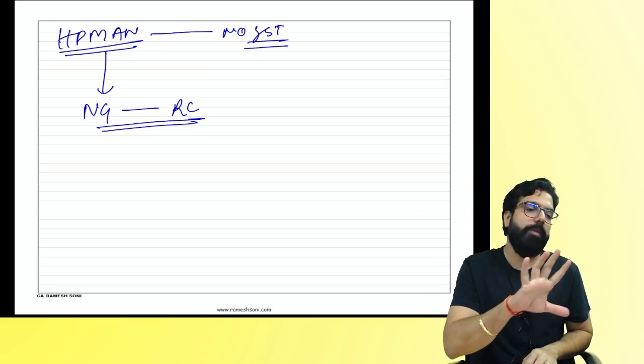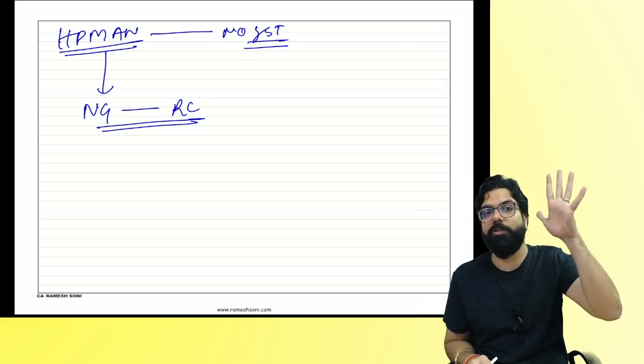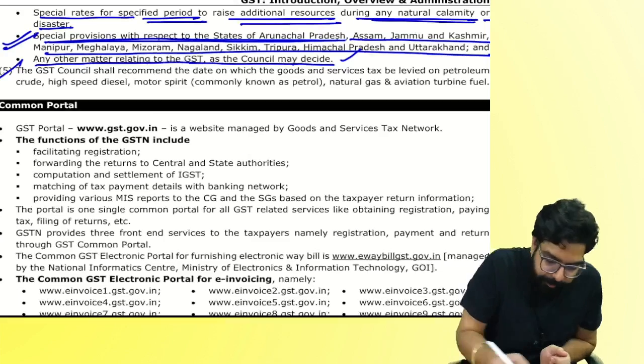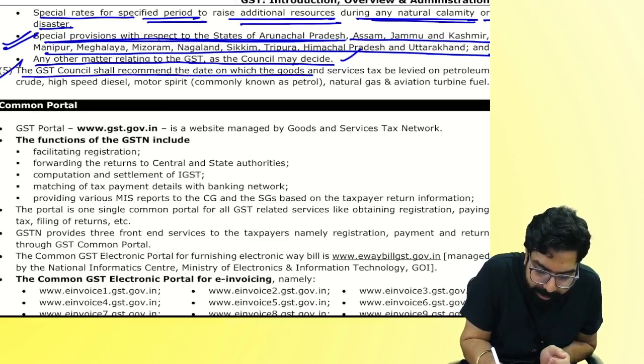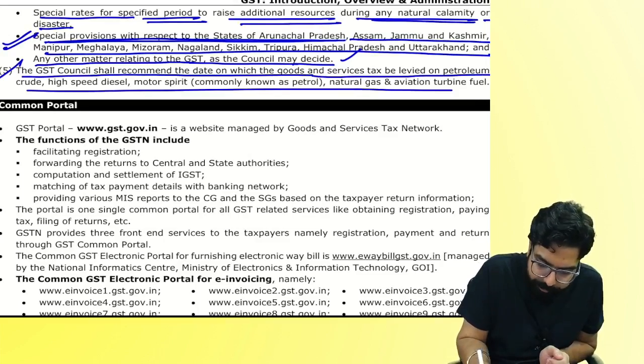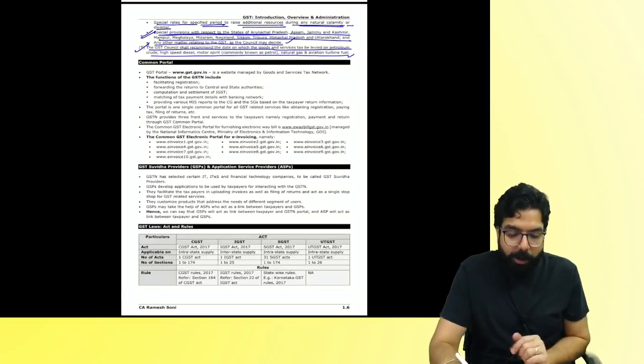As of now, the government has not got GST on alcohol, liquor. You can't charge it at all. But on HP man, you can charge. The GST Council will recommend the date on which GST will be charged on HP man. Are we clear till here, everyone? Chalo, I'll not teach more than this.